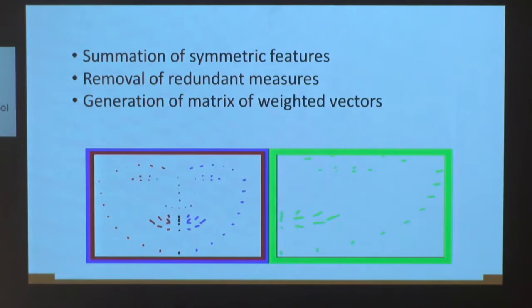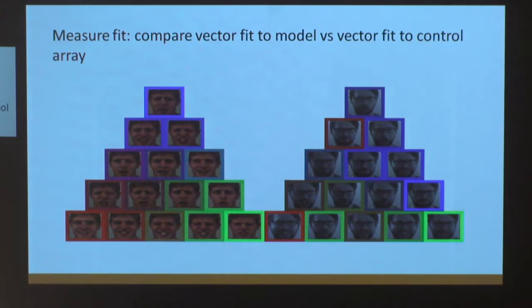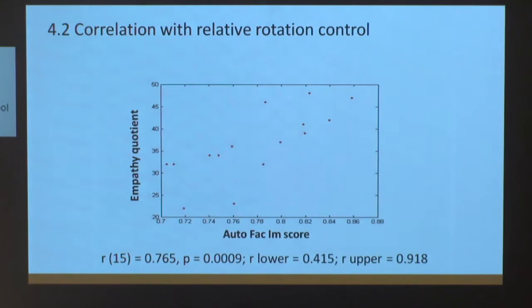We can then imagine that the task, if you could think of each one of these emotions as colours, gives you a sense that each one of these faces is a blend of the three colours, and they should blend into one another. And we can then extract from each face what the vector is. And then we can compare the vector fit to the model versus the vector fit to the control array. What we came up with the first time was very successful. Unfortunately, we are still working on this. I haven't managed to replicate it very well, but hopefully we're on the way there.